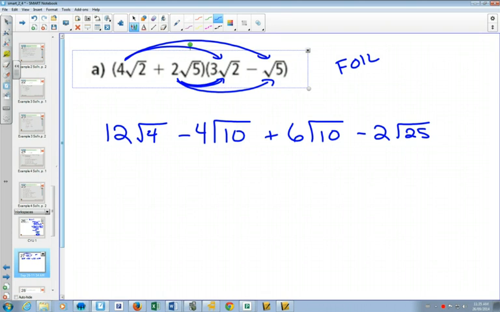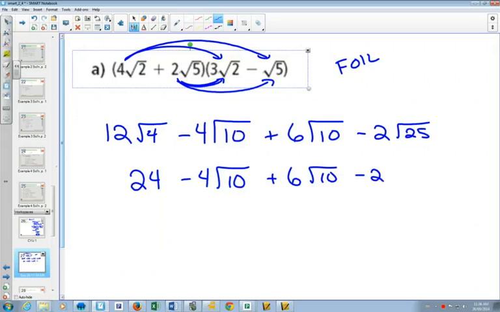Now we have to look, can we simplify any of the radicals? Can I simplify the square root of 4? Yes, it's 2, and 2 times 12 would be 24. I can't simplify 4 root 10 because there's no perfect square that divides 10. I can't simplify it here either then. But here with negative 2, the square root of 25 is 5, so when that gets multiplied by the 2, 5 times 2 will be 10.